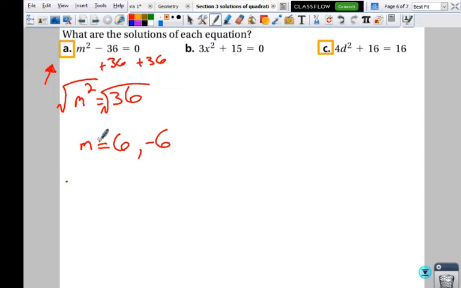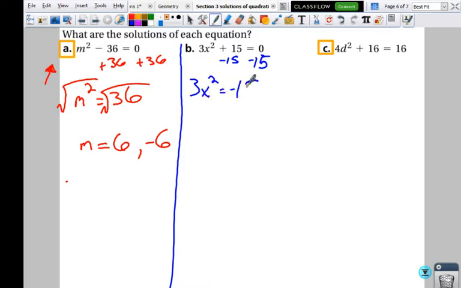Close, not add 15, but minus 15 on both sides. Alright, on part B, we're going to do part B together real quick. We're going to minus 15 on both sides, right? That's a 15, I promise. We get 3x squared equals negative 15.